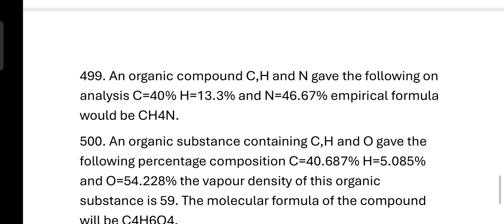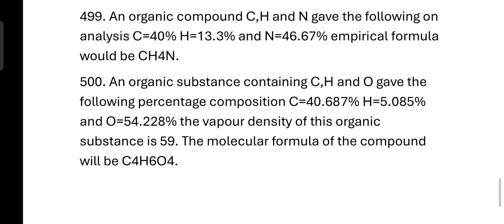An organic compound containing C, H and N gave the following on analysis: C is equal to 40%, H is equal to 13.3% and N is equal to 46.67%. The empirical formula would be CH4N.